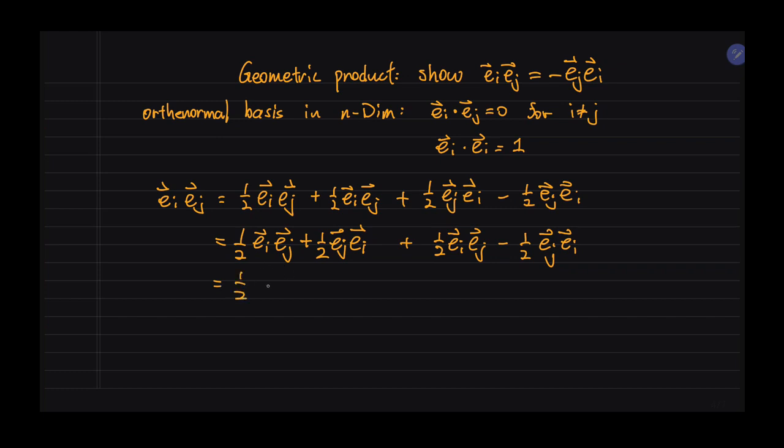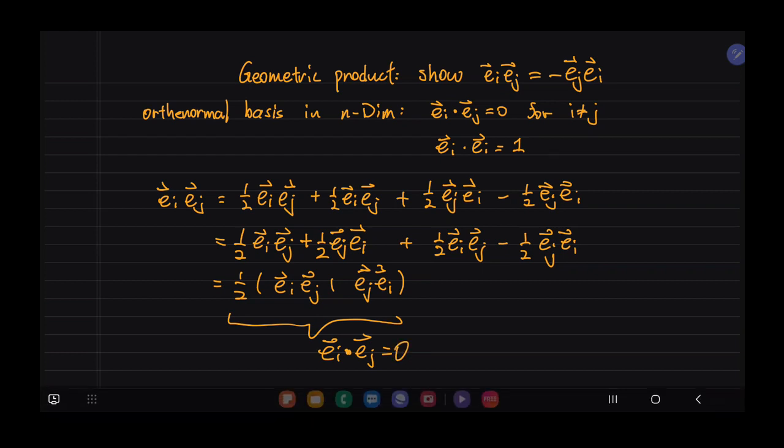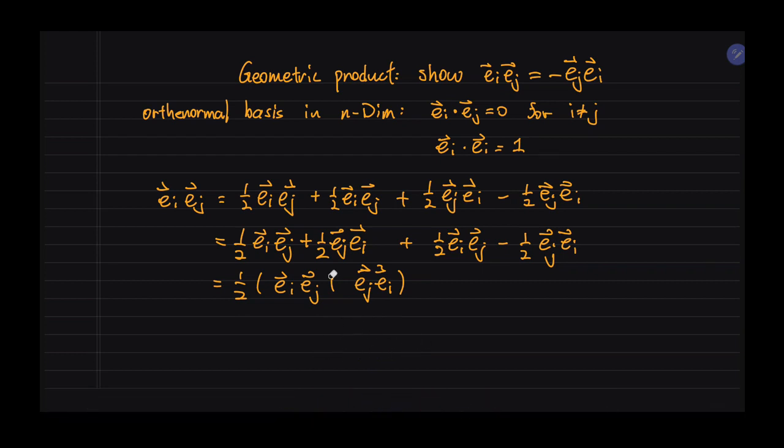Remember that from the last slide we have this thing equal to the dot product. This thing, sorry, not 1/2, this thing equal to ei dot ej, the dot product, which we know from here is 0. But let us finish the equation first.